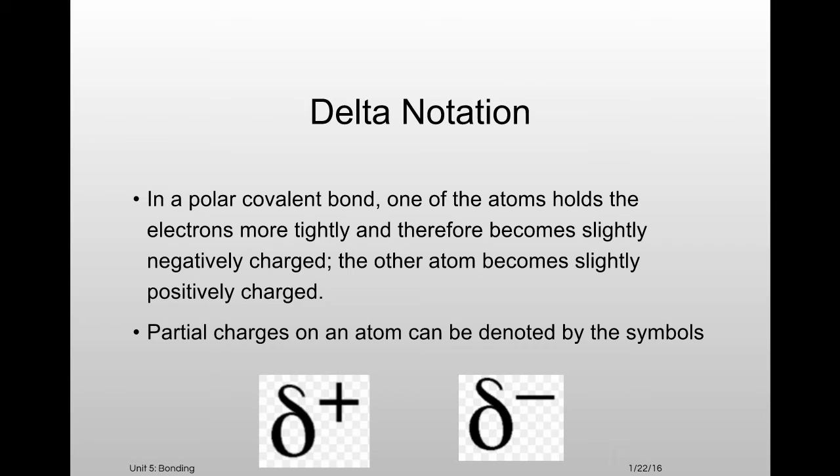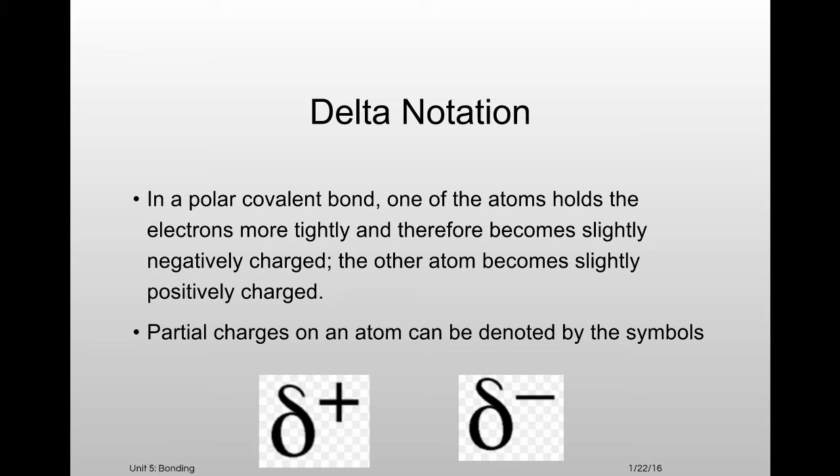Now this notation that tells us about partial charge is called delta notation, delta standing for dipole. And I'd like to introduce you to a Greek letter. You might know that capital delta looks like a triangle, and we use it in math to mean the change in or the difference in. The lowercase delta is what you see in front of you. It looks sort of like a squiggle.